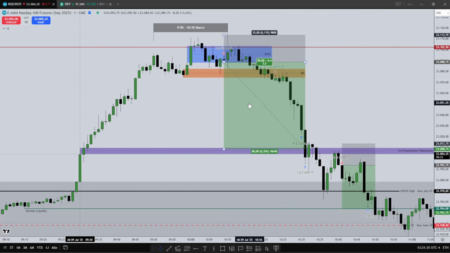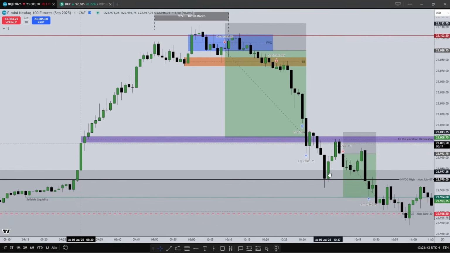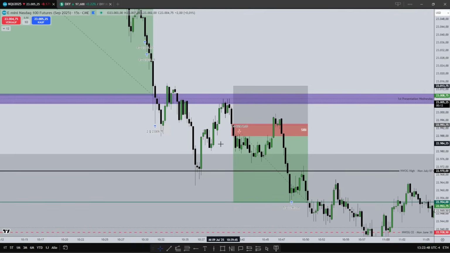You can see it 80 handles, and if you trade this like once or twice a week, then this is already enough for you. But then it trades below the first presentation, and I use a 15 seconds time frame to trade down into the sell-side liquidity down here. So in here you can see it did trade into the first presentation here as a retracement.